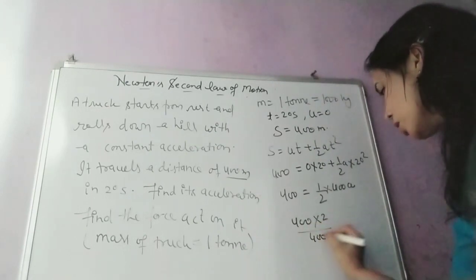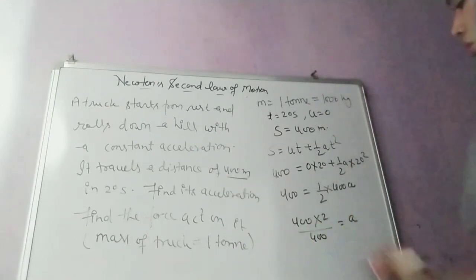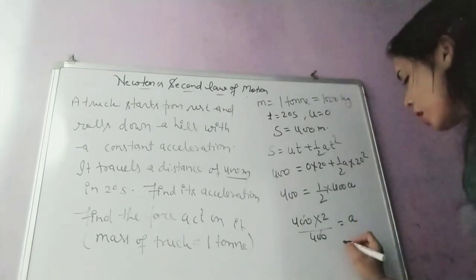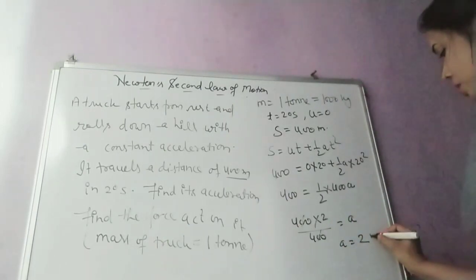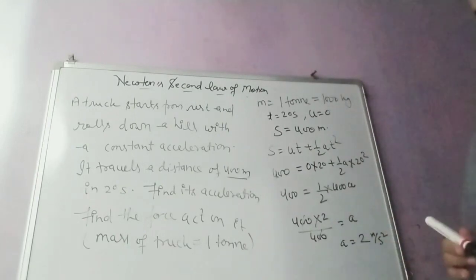You people must understand this much math. a equals, this 400 cancels. So acceleration equals how much? You got 2 meter per second square. Always write the unit.